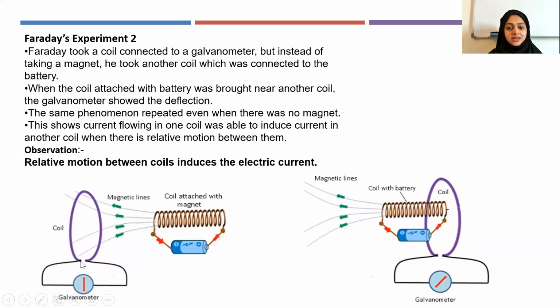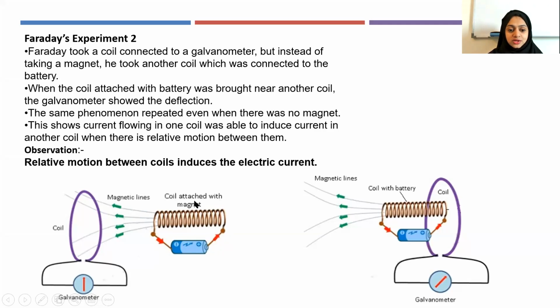As you can see here, there is a single coil which is connected to a galvanometer. But instead of taking a magnet, he took another coil which was connected to the battery. Here you can see another coil of wire wound in the form of a helix or a spring, and it is connected to a battery.